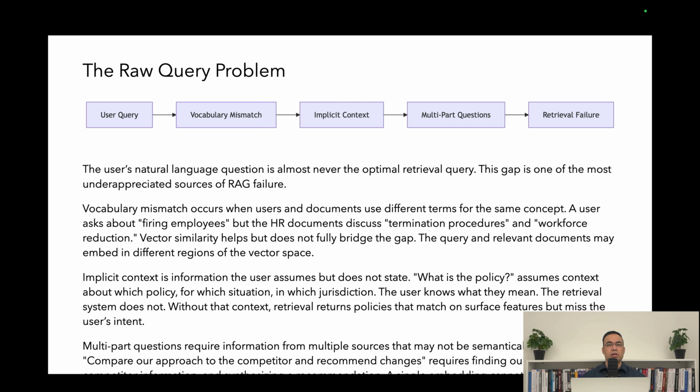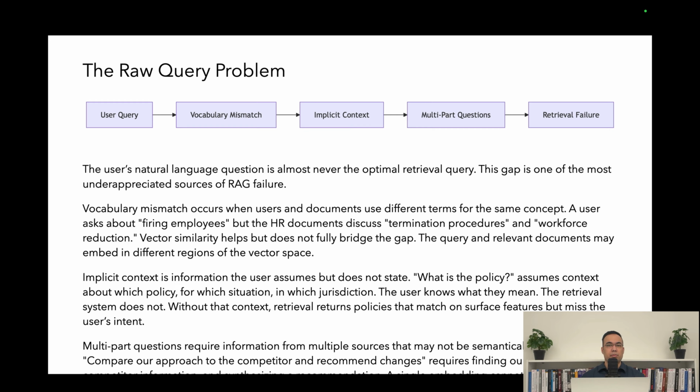The third issue is multi-part questions. Complex queries require information from multiple sources that may not be semantically similar. Let's say, "Compare our approach to the comparator and recommend changes." This query will require finding our approach, finding comparator information, and then synthesizing a recommendation. A single embedding cannot capture all these three needs.